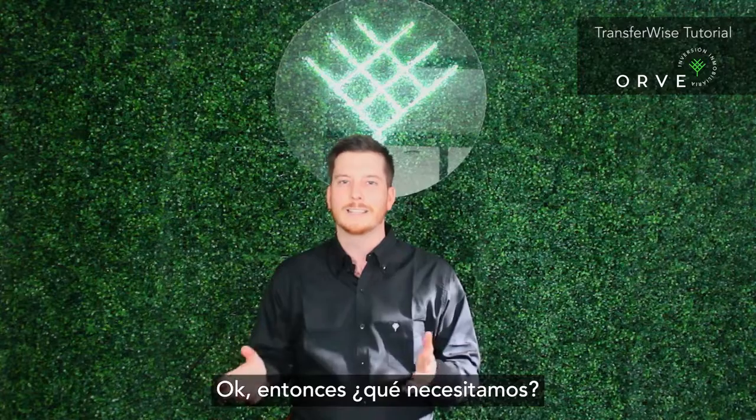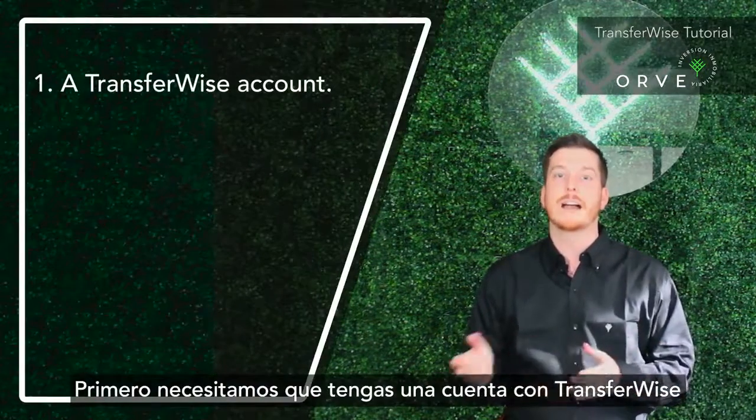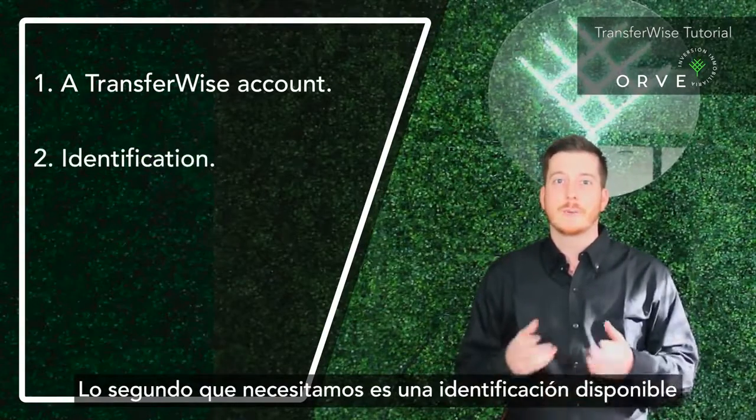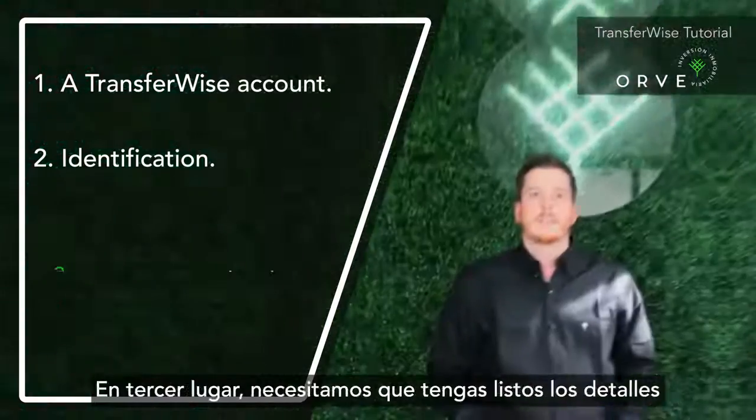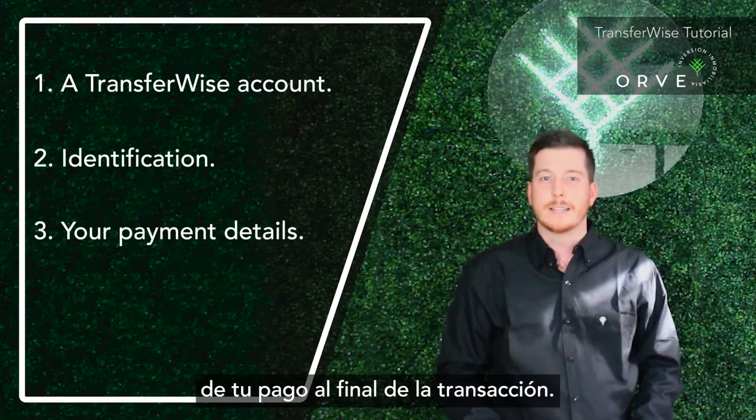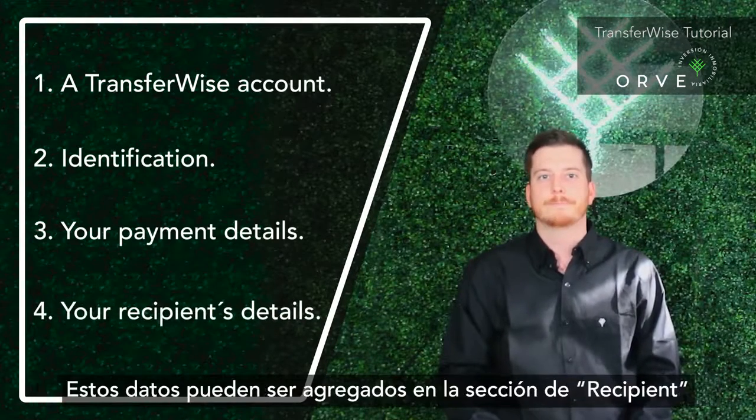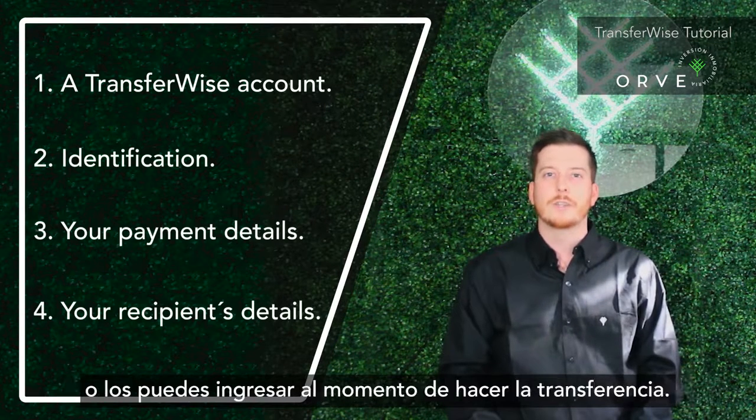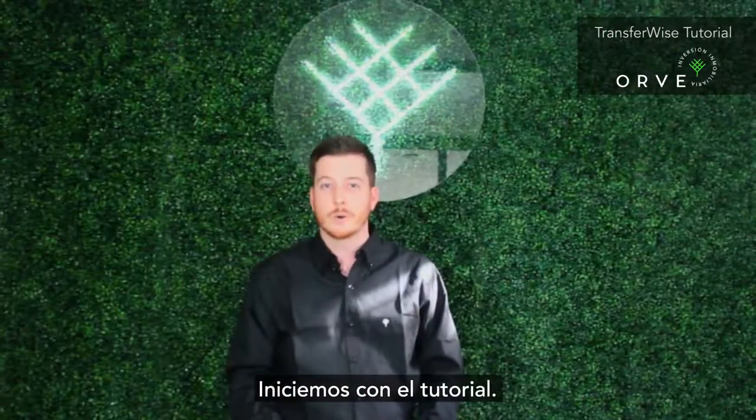Okay, so we need four simple things. First of all, we need that you have an account with us. Second thing that we need from you, we need to have an ID because we need to check if you're a real person. The third thing that we need is for you to have your payment details ready at the end of the transaction. And fourth thing is that we need your recipient's details. You can add them first at the Recipients tab, or you can enter them here while doing the transfer with us. Let's start with this tutorial.